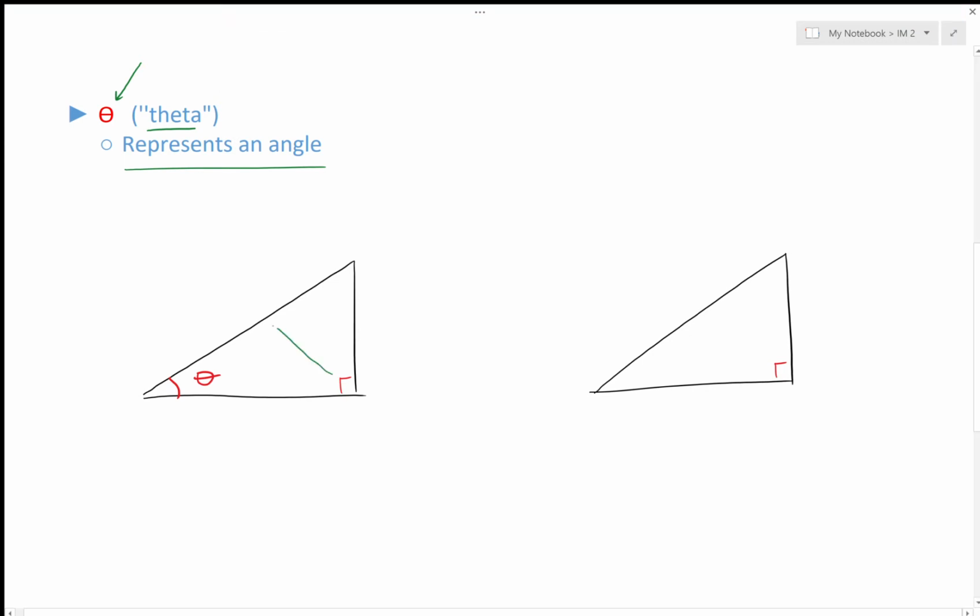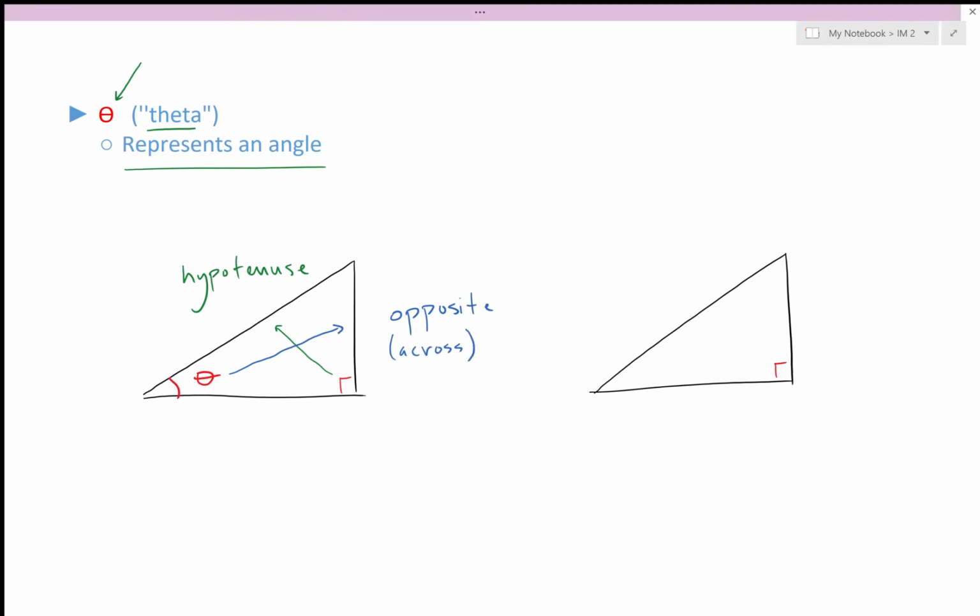The side across from the 90, that's the hypotenuse, just like always. And now we're going to put some different names on this. So hypotenuse is always the longest side. The side across from my theta, we're not going to tell how big it is. We're going to put a name on it. The one across from my theta angle is called the opposite side. It's across from theta. So we have the hypotenuse is the longest, opposite is the one across from it.